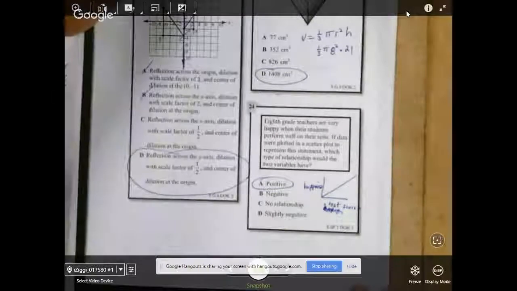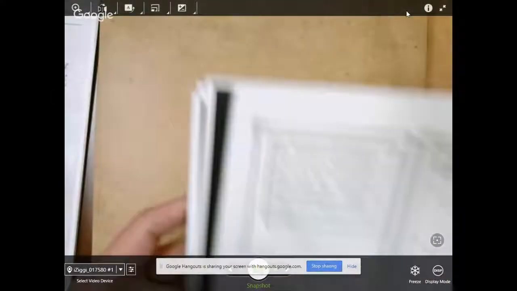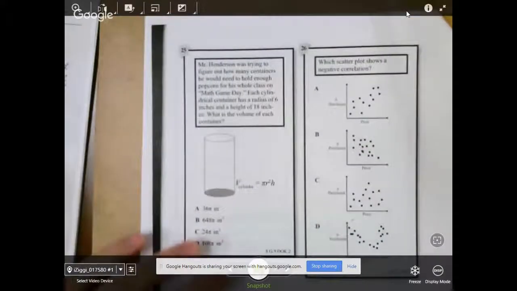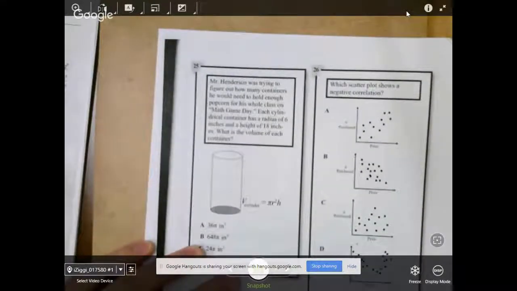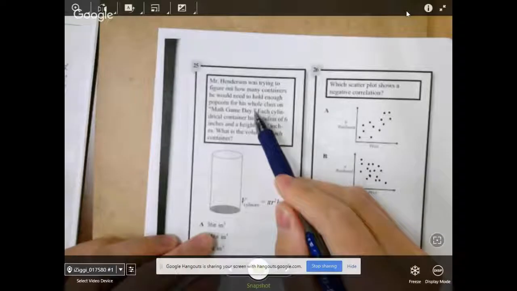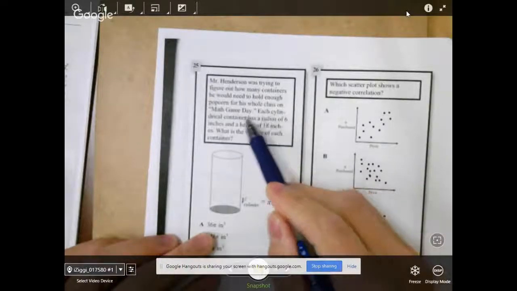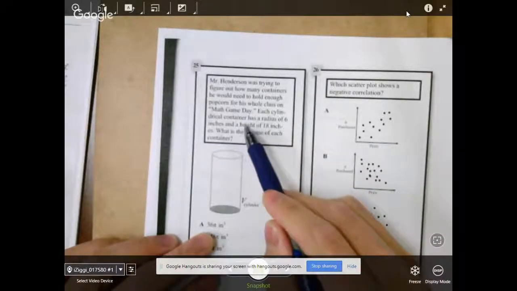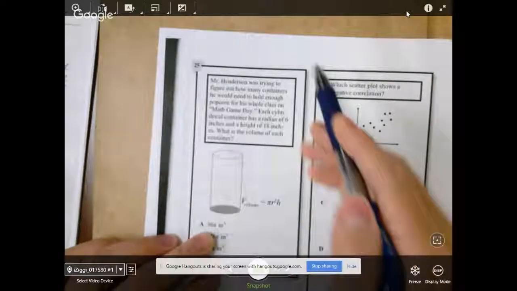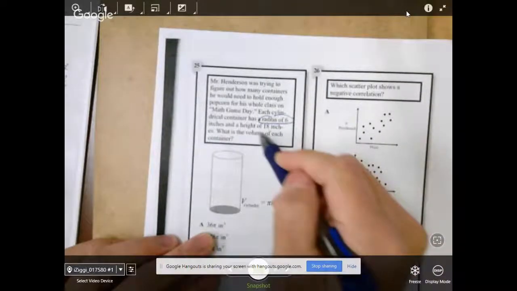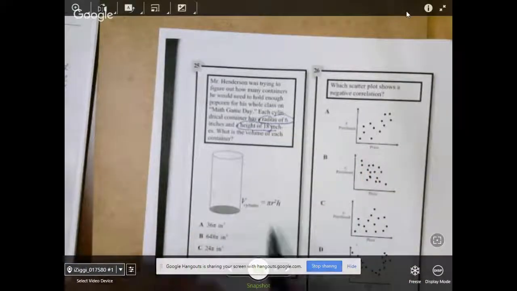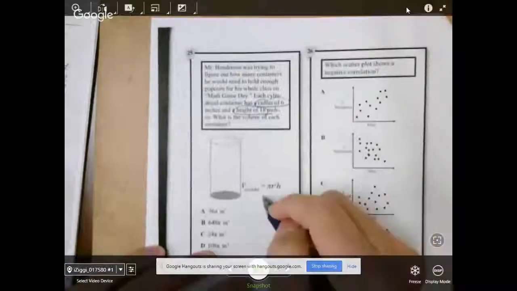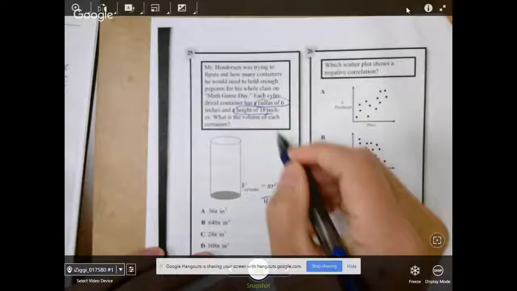All right, for this one, Mr. Henderson was trying to figure out how many containers he would need to hold enough popcorn. So we're looking for volume, right? How much something holds in his whole class on math game day. Each cylindrical container has a radius of 6 and a height of 18. Okay, so we're just going to plug into this. You have pi r squared times the height. R is 6, so 6 squared, and the height is 18, times 18.